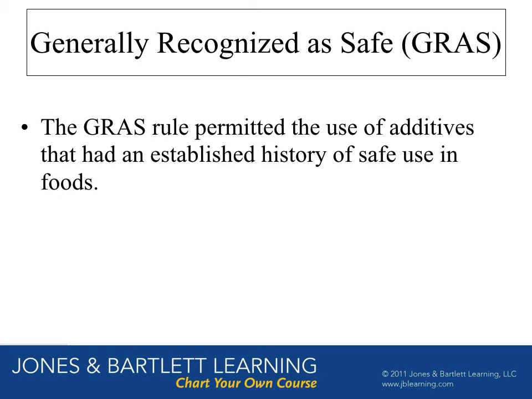One of the things that's most interesting is "generally recognized as safe." In the U.S., the GRAS rule permits the use of an additive that had an established history of safe use in foods. And so the list is shortening. However, there are still a number of things that are allowed in food because essentially they were grandfathered in because they've been used safely based on a wide variety of criteria over a number of years, and therefore we're still allowed to use them in foods as additives.